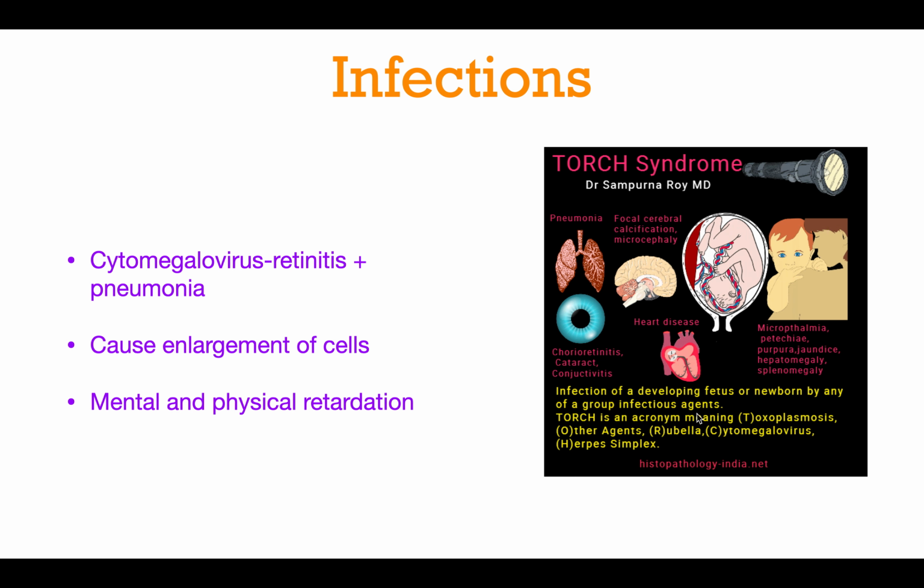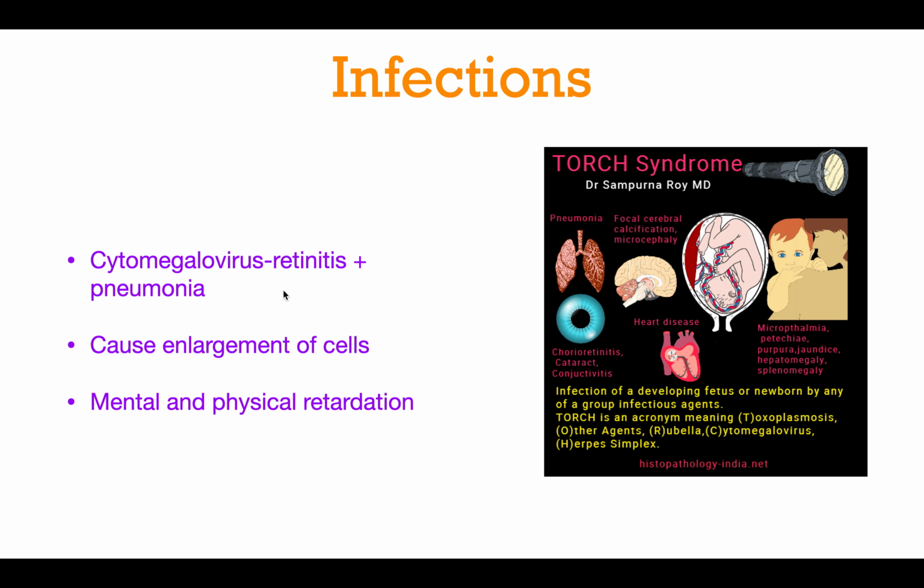And the T is going to be toxoplasmosis. The O could be like HIV and other bacteria that can cross the placenta. R is for rubella, C is for cytomegalovirus, and H is for herpes simplex. So they cause like the retinitis and pneumonia.